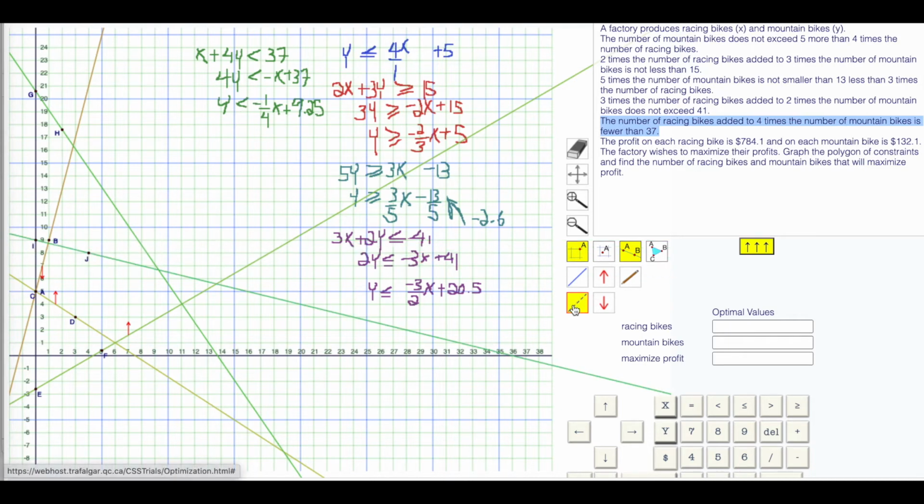It's less than, so it's a dotted line, and I'm going to be shading below. It is less than 9.25. Turn on the snapping. This is 9.5. 9.25 is like a half of a half, a quarter, so it's going to be somewhere around here.